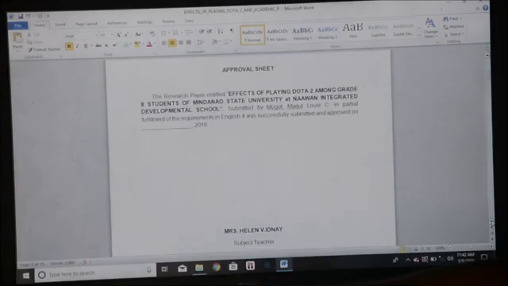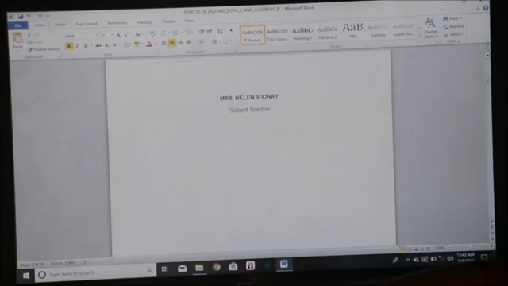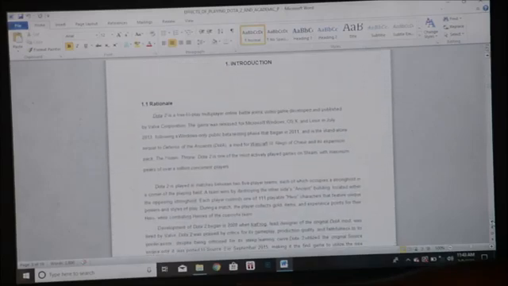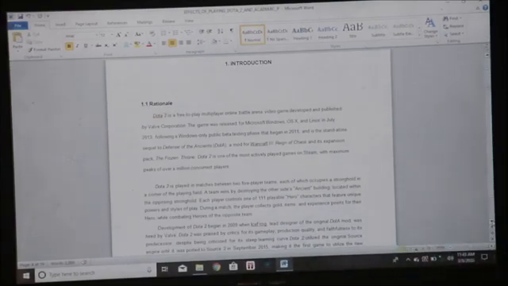In doing research, you also have to get an approval sheet, for the legalization of your research, where you need your subject teacher. This paper is called the letter of intent, which will be used in conducting the research. There you go, the introduction. This is chapter 1 of their research.